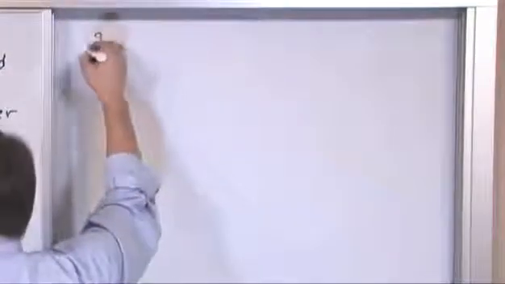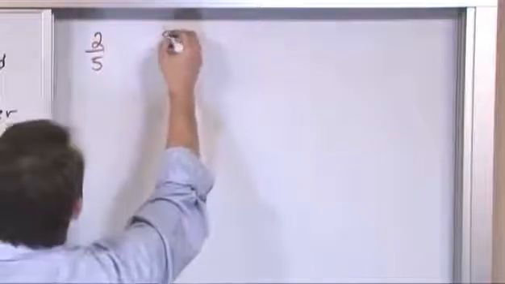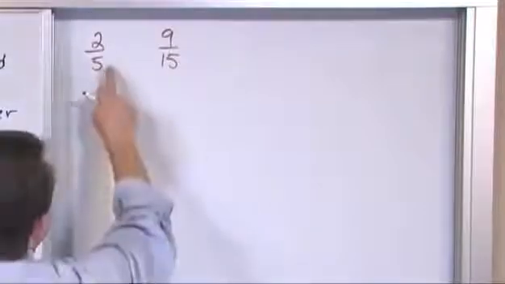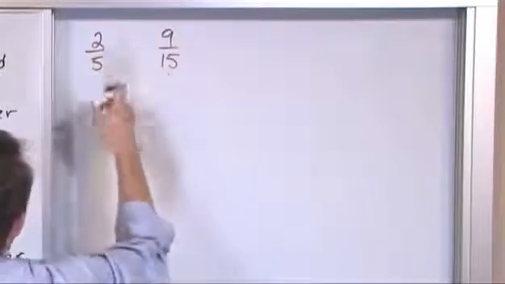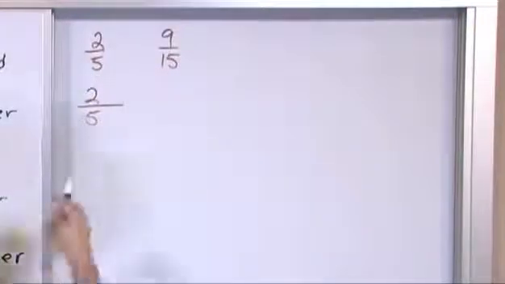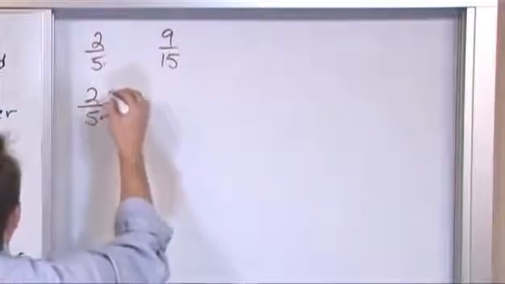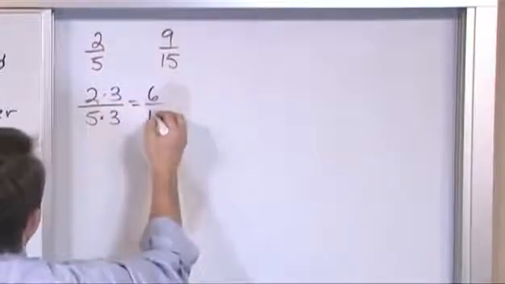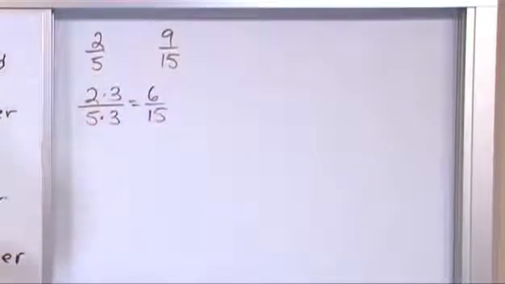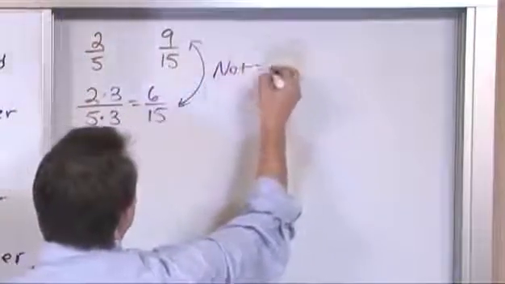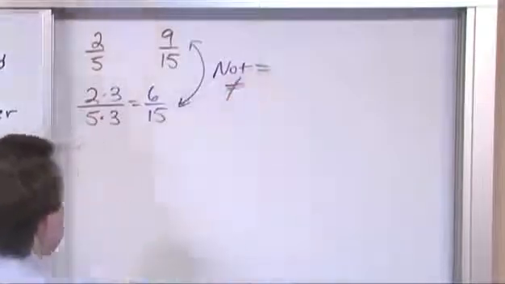What if I have 2 over 5 and 9/15? So in this case, I scan the denominators and figure out if there's anything cute that I can do. And I see that if I multiply 5 times 3, I will get 15. So that's encouraging. So if I take this 5 and multiply it by 3, I have to do the same thing to the top. And so what I'll get is 2 times 3 is 6, 5 times 3 is 15. And so you can see that these are, when I compare it to the other fraction I had, not equal. So in other words, you could say they're not equal with a line through them like that.